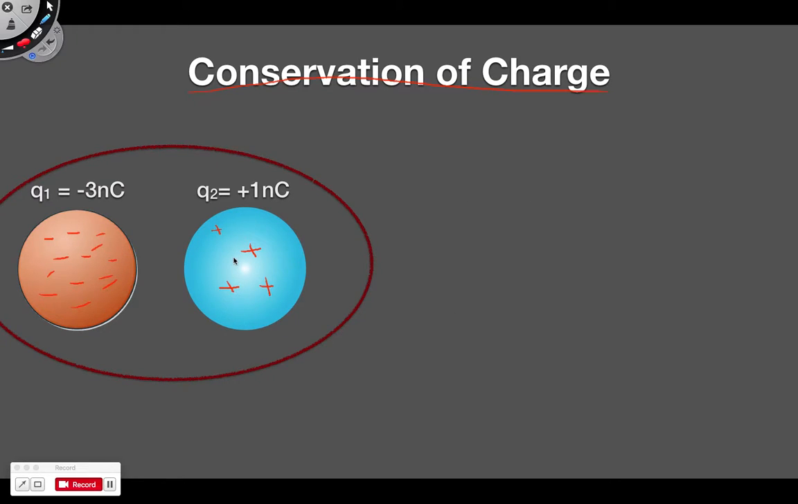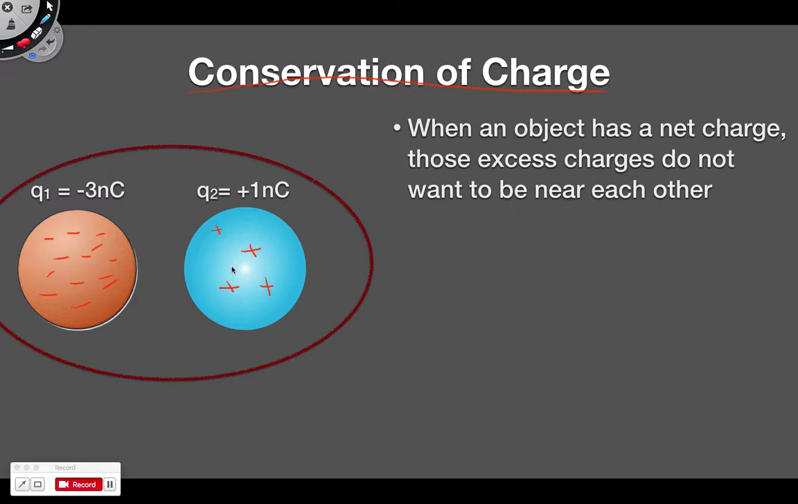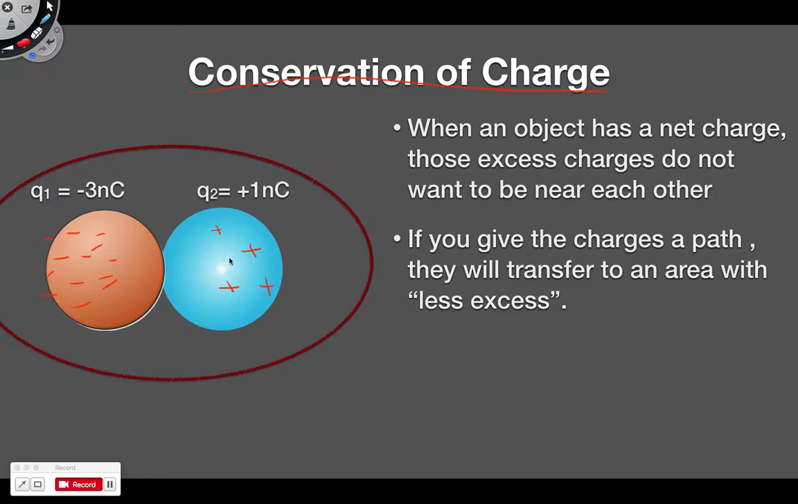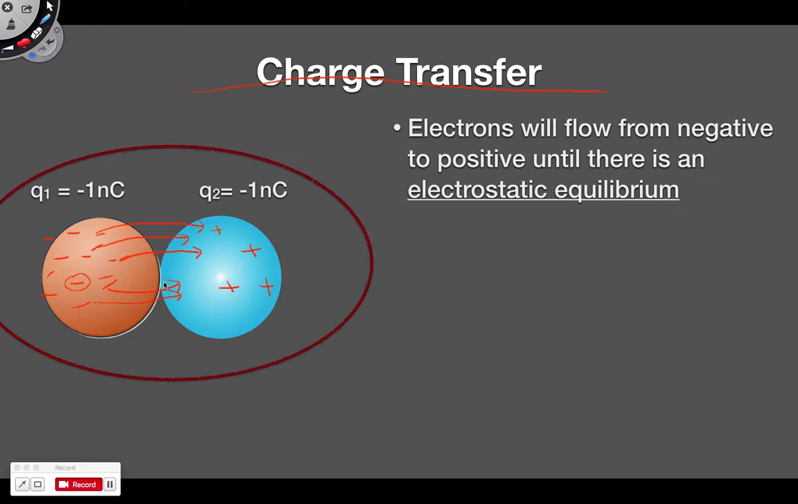Okay, so let's start bringing them together. So those excess charges do not want to be near each other. If you give them a path, they will transfer to the area of less excess. So I do that, and what happens is this electron pops over, this electron pops over, and they start transferring over. But eventually they get to a point where there are just as many excess electrons over here as there are over here. And now this one right here has to make a decision, all right? I can stay over here and be a little bit cramped, or I can go over there and be equally cramped. And he has no motivation to go at all. And that's essentially when it stops. When it stops moving, or stops transferring, is when it reaches electrostatic equilibrium.